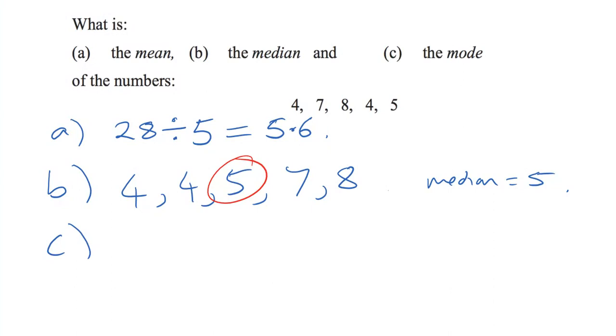Okay, finally the mode. Well, the mode is the most common value, so we look and see which one appears the most times, and of course you can see that 4 appears twice, so the mode is going to be 4.